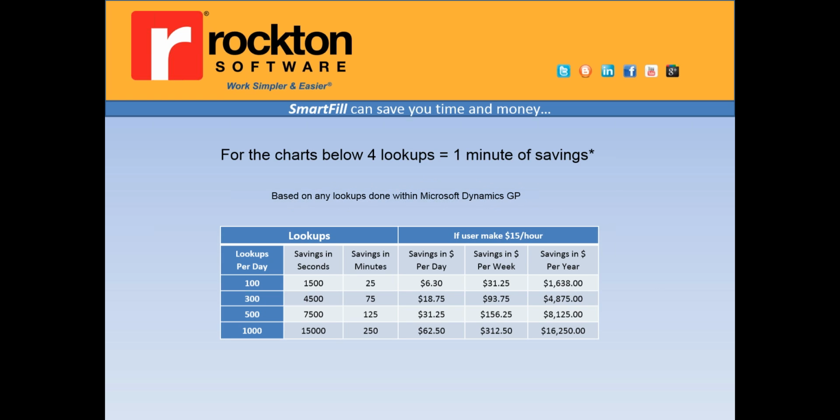So this can be a huge saver when you think about how many lookups a user does on a regular basis. So even if all the users together do 100 lookups in a day, that's over $1,600 in savings per year. And so if you have a larger company that does have a lot of data entry and they're doing 1,000 lookups a day amongst all of them, that's over $16,000 savings per year.